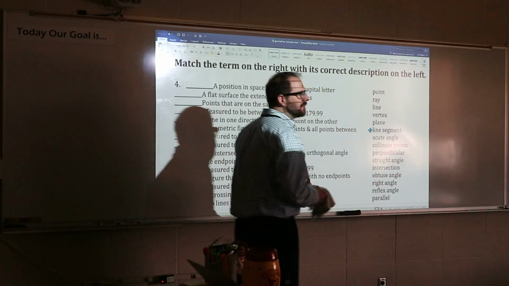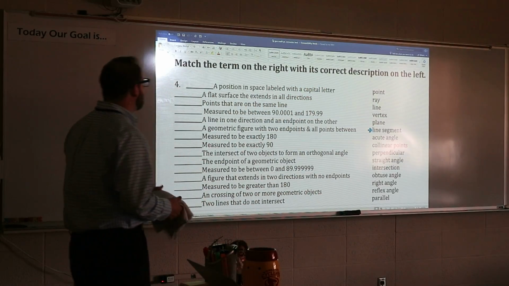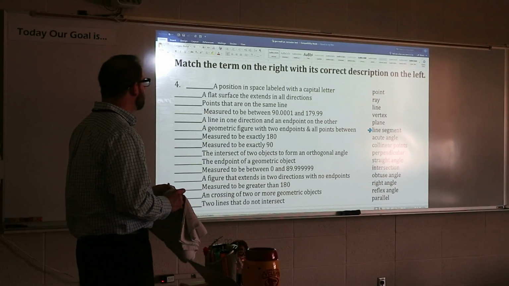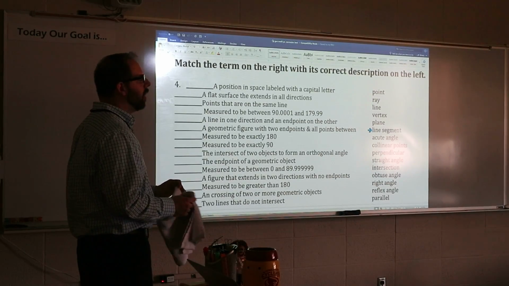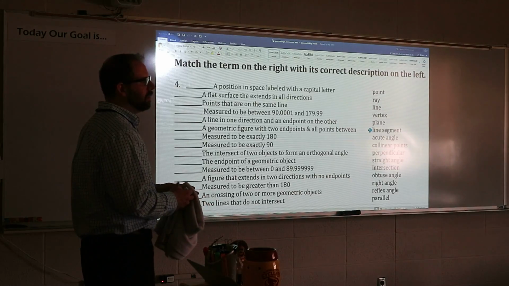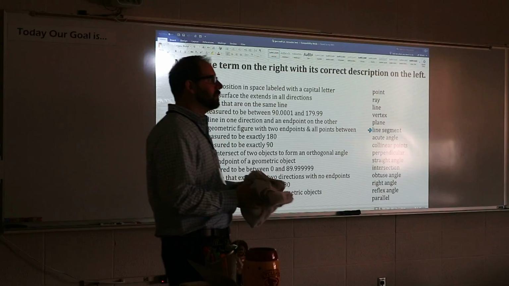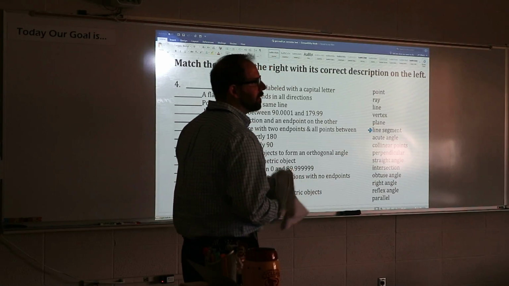Next, a line segment. A line segment is a geometric figure that contains two endpoints and all points in between. So it's a geometric figure with two endpoints and all points in between it. That is a line segment.